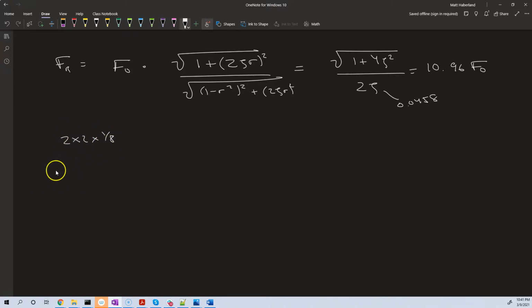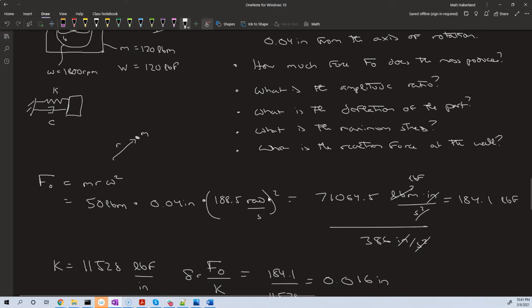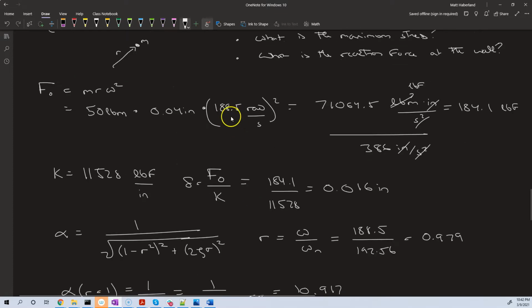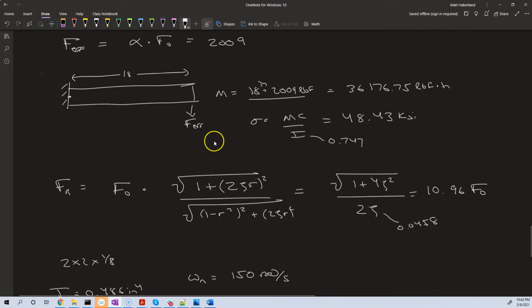So if you look that up in the steel manual, then I is 0.486 inches to the fourth. If you go through the same sort of calculation that we did before, omega n would turn out to be around 150, and I'm rounding quite a bit here, radians per second. That's very different than what we had before. We had 188.5, 192.56 radians per second before. So let's see what that does to our amplitude ratio and all that.